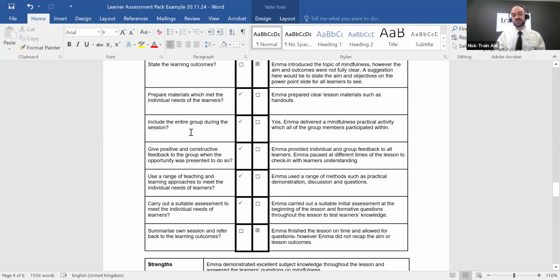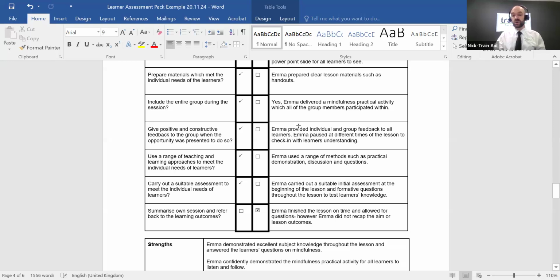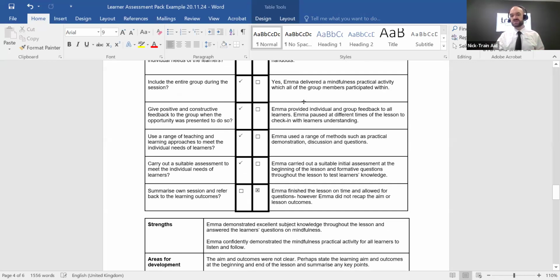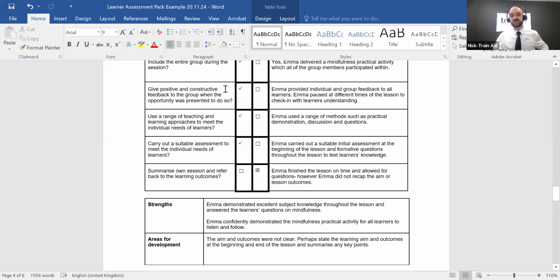The next question is, did the learner include the entire group during the session? I put yes. Emma included everyone and also delivered a mindfulness practical activity, which included all of the group members as well. So I put yes. Once again, I'd say 2 lines, that level of detail. So you're actually giving examples of what you observed there. Did the learner give positive and constructive feedback to the group when the opportunity was presented to do so?